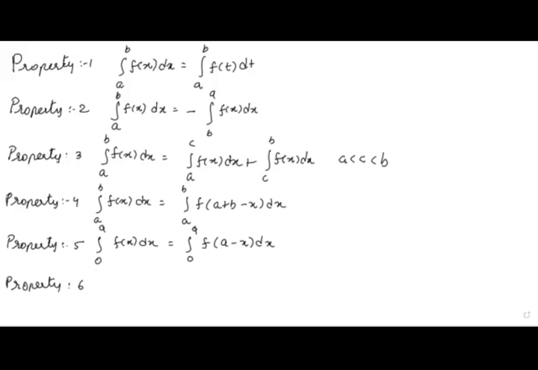Property 6: integration 0 to 2a f of x dx can be written as 0 to a f of x dx plus 0 to a f of 2a minus x dx. Right. Property 7 is derived from property 6 only.